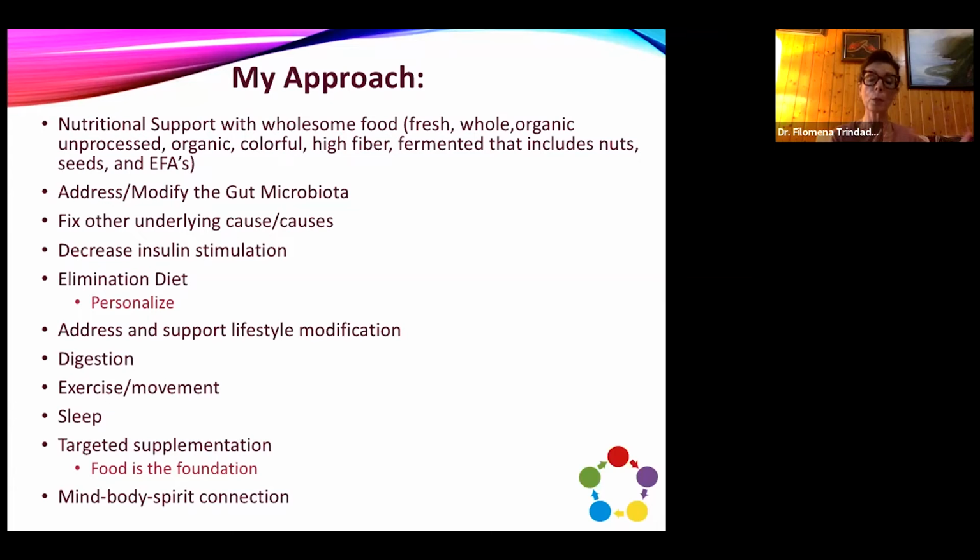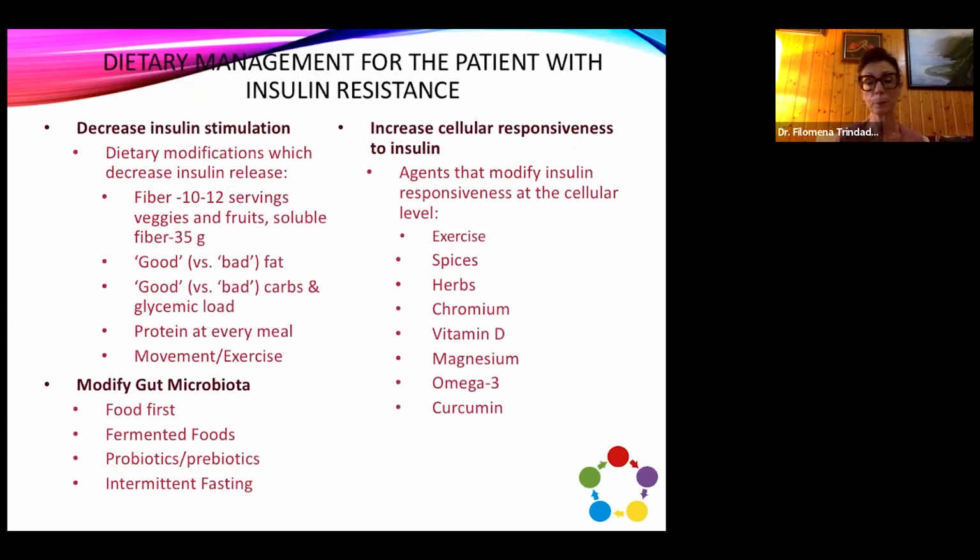And we're really going to focus on that mind, body, spirit connection. Do they have a spiritual practice, and who is their support system? And do they belong to some kind of a group that really supports them and these new lifestyle modifications that they're doing? And if they don't, then maybe you're going to help them create one. And because I like the rule of threes, I've cut this down to 3, my rule of threes, which is to address insulin resistance with a big focus on the gut microbiota. And number 1 is decrease insulin stimulation. Number 2 is modify the gut microbiota. And number 3 is increase your cellular responsiveness to insulin.